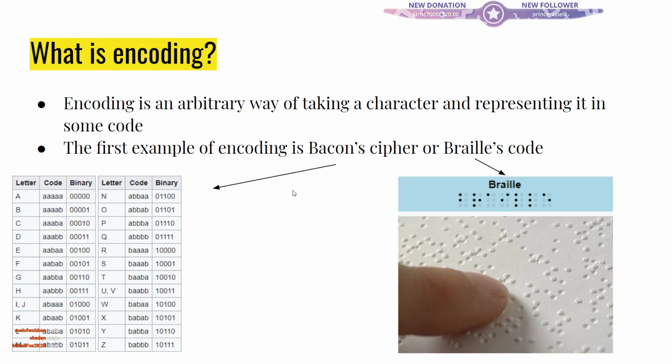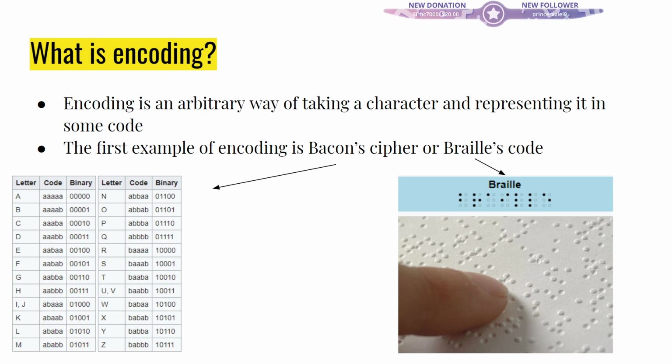So historically, encoding is just some code to represent a character, a letter. And the first such encoding was the Bacon cipher or Braille's code. Bacon cipher first. And you might ask yourself, what's the difference between encoding and encryption?